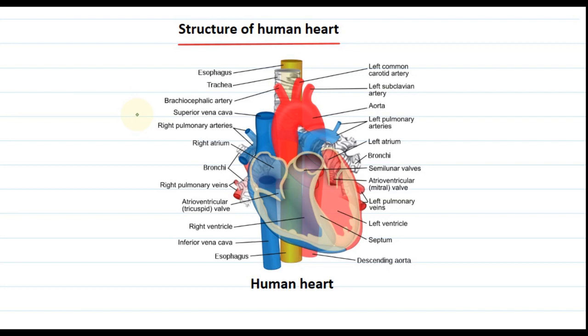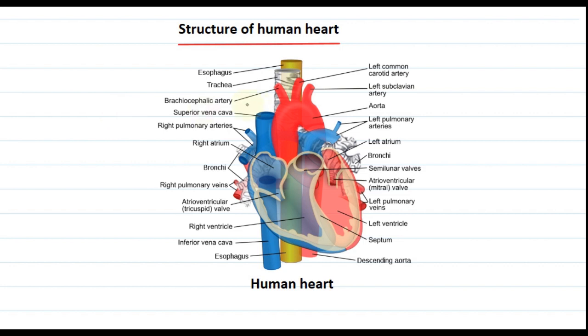The topic for today's video is the structure of the human heart. In our previous videos, we had seen that blood is a fluid connective tissue which has a red pigment called hemoglobin and helps in the transportation of various substances throughout our body. And the heart is the organ that pumps this blood.